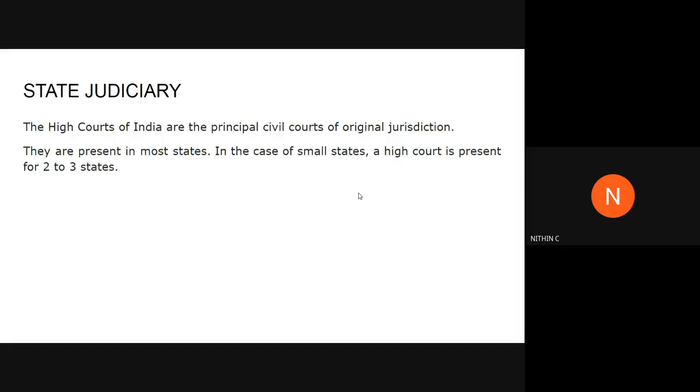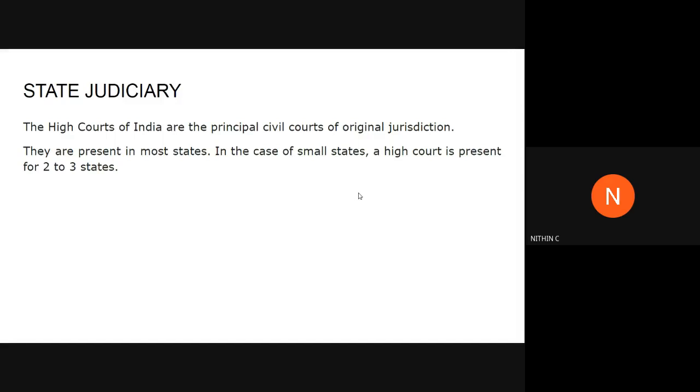The High Courts of India are the principal civil courts of original jurisdiction. They are present in most of the states. In the case of small states, a High Court is present combined for 2 to 3 states. But almost all states have High Courts.